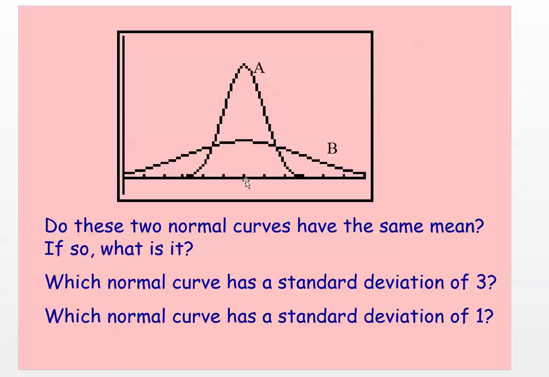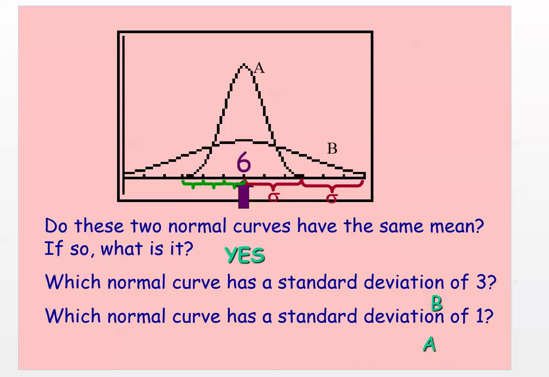Which of the two curves has a standard deviation of 3 versus 1? Well, keep in mind, the larger the standard deviation, the flatter the curve, and the smaller the standard deviation, the taller the curve. So with that said, standard deviation of 3 is curve B, and standard deviation of 1 is curve A.